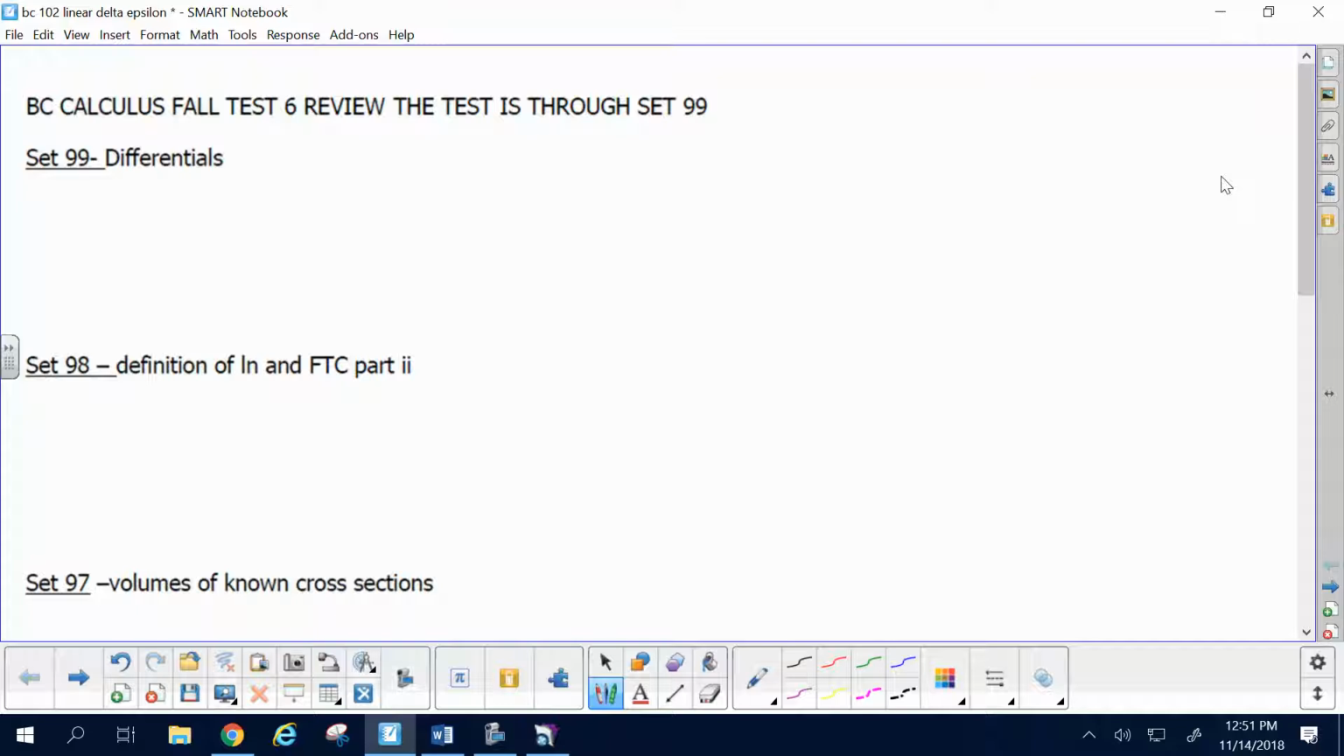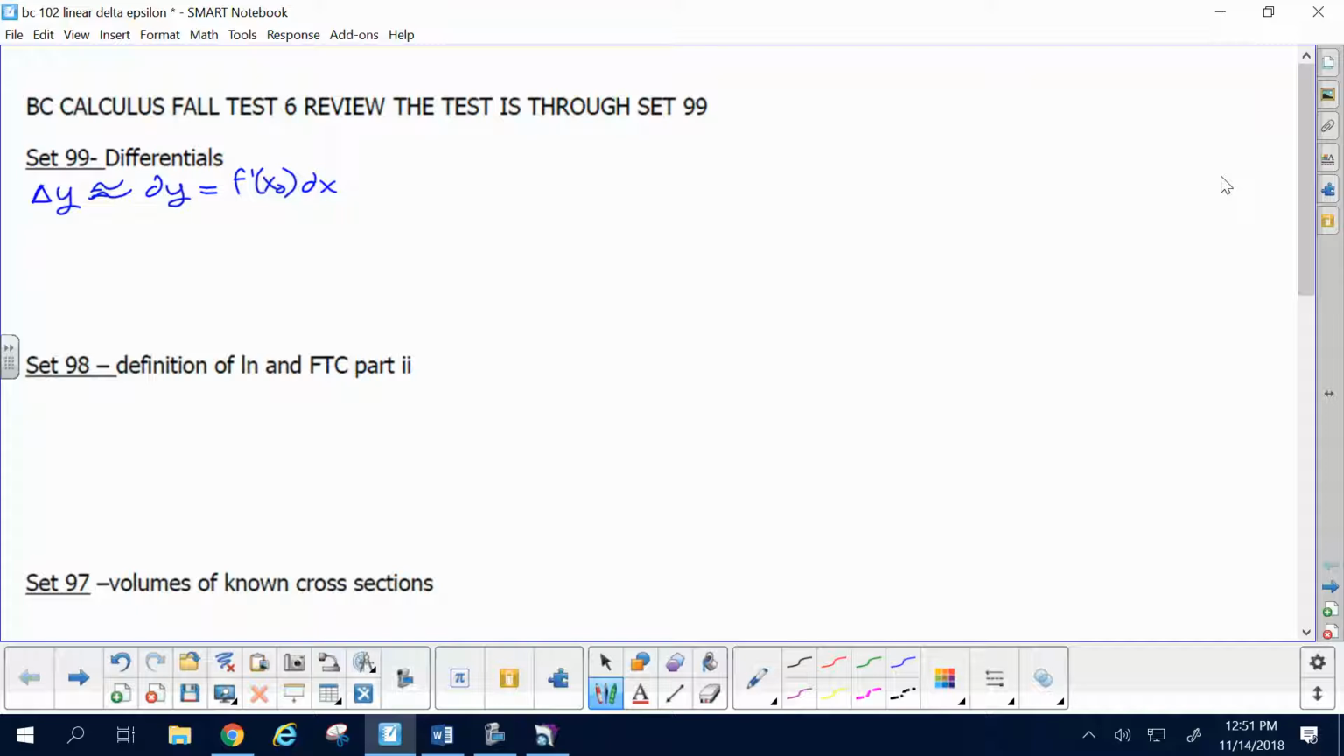Differentials. The big idea by far is that true change in y can be approximated by differentials, dy. And that differential, dy, comes from the rate of change, the rate at which y changes as x changes, times an amount of change in x. That is present in all of these types of problems.